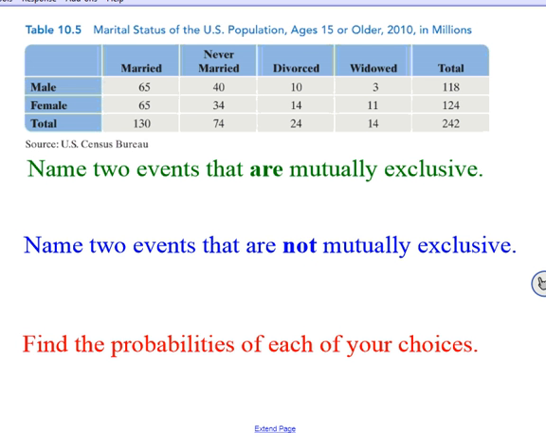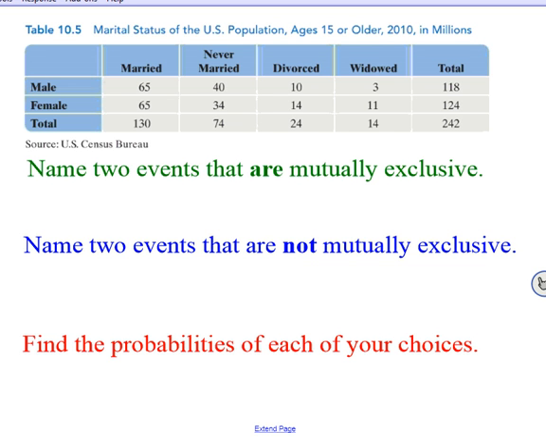All right, so I want you to look back at the table, and I want you to think of two events that are mutually exclusive and then name two events that are not mutually exclusive. So I want you to pause the video and think about that, and then find the probability of each of your choices.